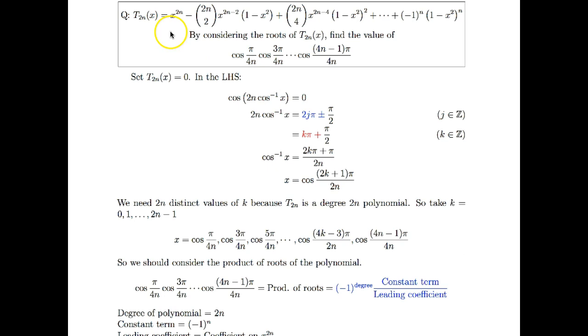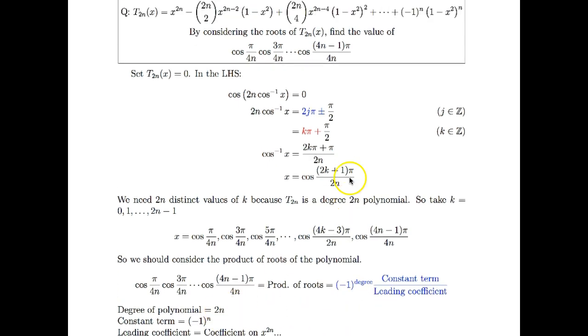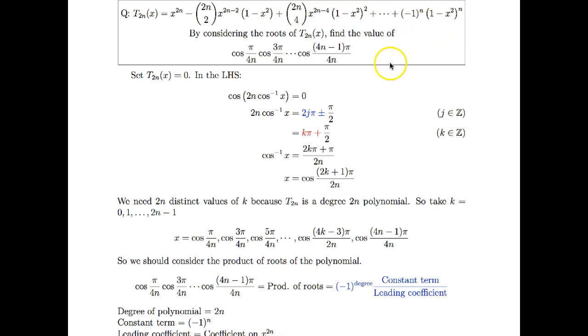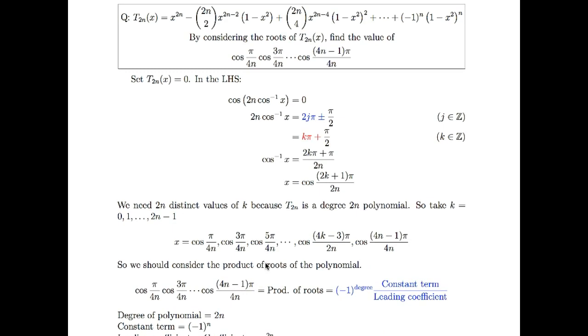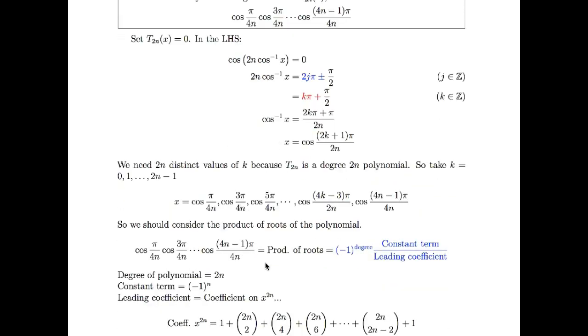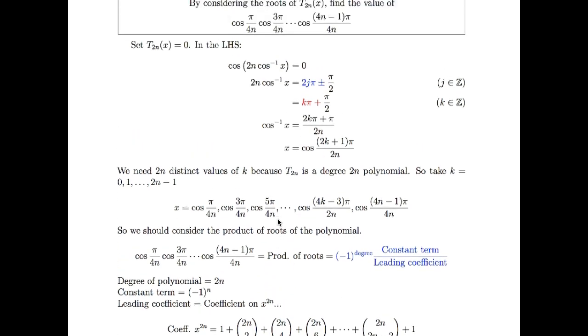But the product of roots of that is not easy. And the idea is that we need to actually consider the product of roots of a general polynomial, and the product of roots has a nice formula for it, and that it's equal to -1 raised to the degree of the polynomial, which is 2n here. The constant term, which if you do all your expanding, you'll see it's going to be just -1 to the n. And the leading coefficient, so the coefficient on x to the 2n, and that's what's really, really screwed up.